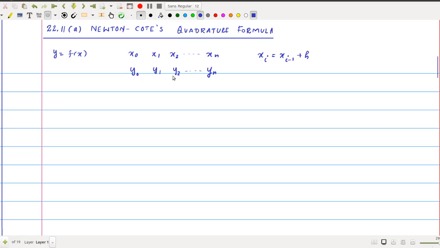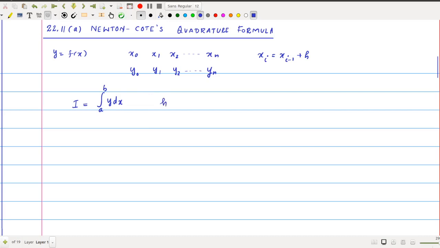So if you are given this information about the function y equal to f of x, how will you find the integral from a to b of y dx? This formula will be used to evaluate such an integral of a function if a finite number of functional values are given.